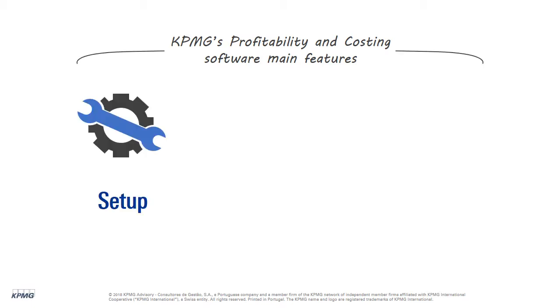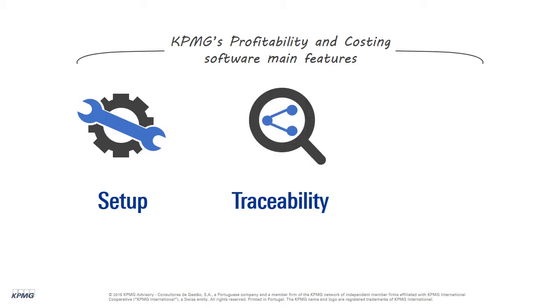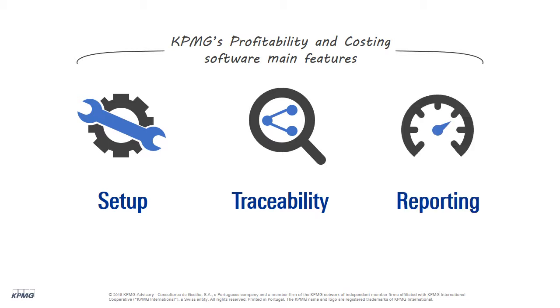KPMG's profitability and costing software offers three main features: Setup, which allows you to input your company's information into the model; Traceability, used to check the allocation steps performed by the model; and Reporting, where you can view the results of the model. To show this software's capabilities, we're now going to run through these three main features.